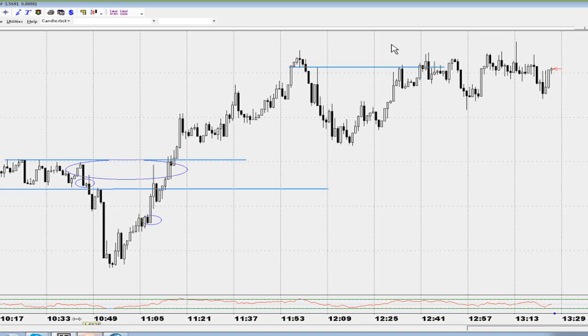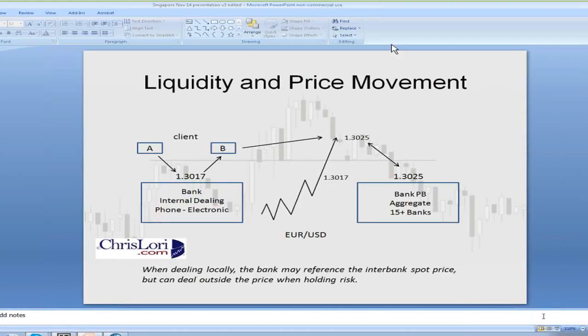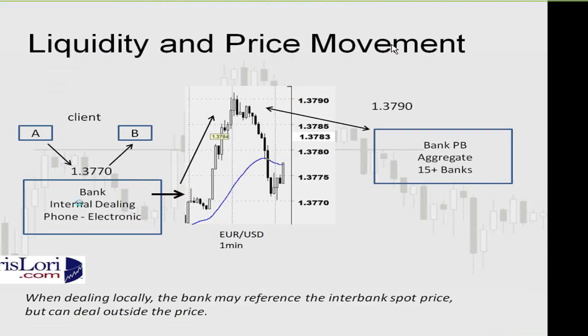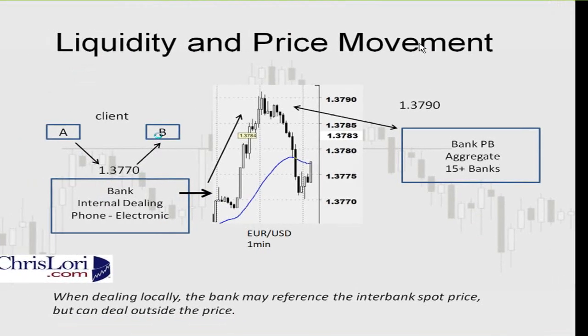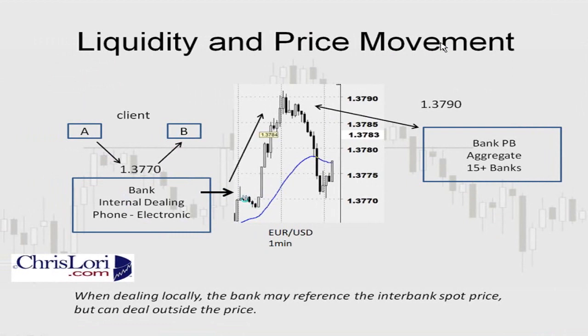So back to our example here. Let's look at it a different way in a 1 minute chart. Client A goes to the bank, wants a price, offsets it with client B, or they hold the risk. Liquidity is dropping off, so it starts a price move and it triggers the entire aggregate feed because the other banks need to protect their risk against such a move.